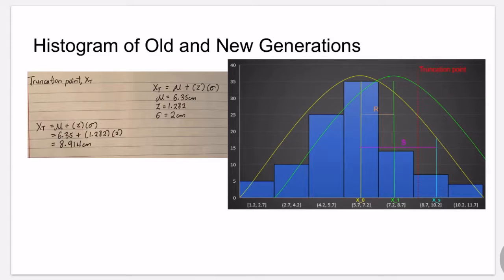And to get our truncation point, which is x sub t, which is the point of selection where we choose the parent to breed, we use the formula x sub t equals mu, which is also the mean of the original population, plus z sub t times sigma. And here we can see the truncation point in the red dotted line.